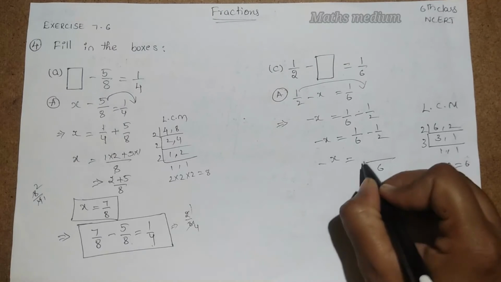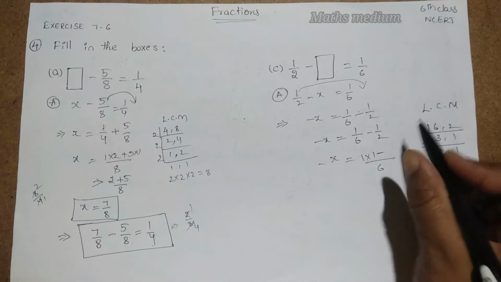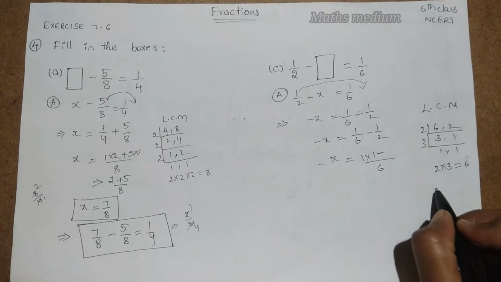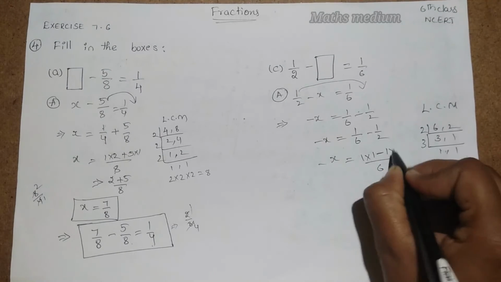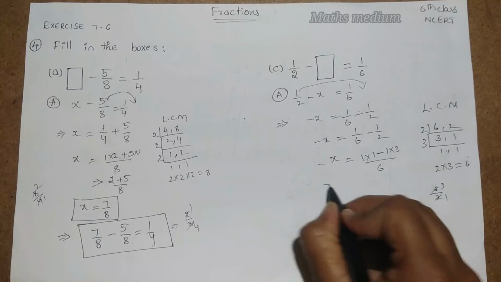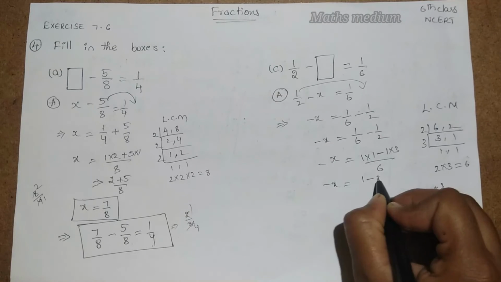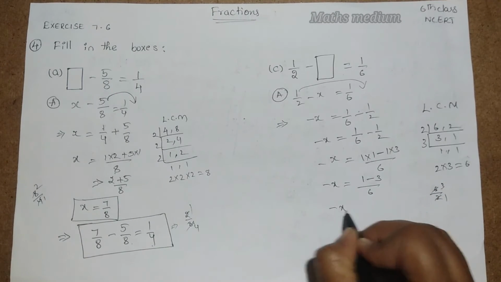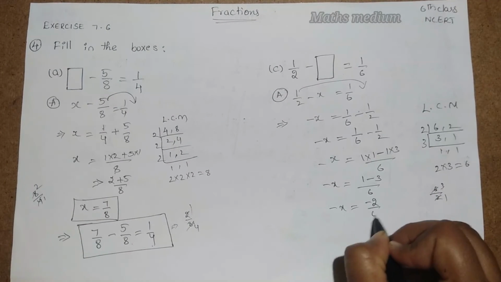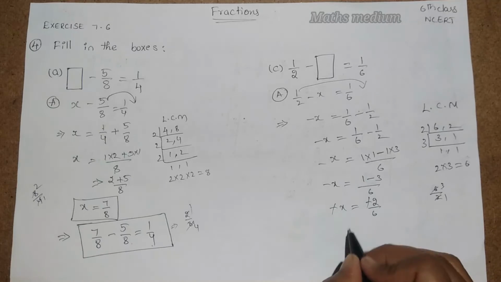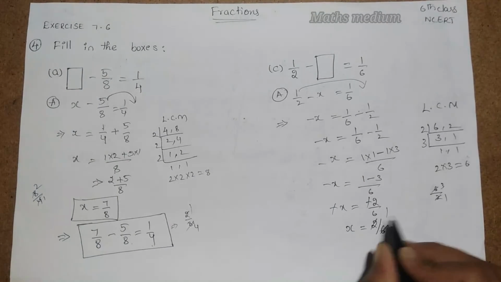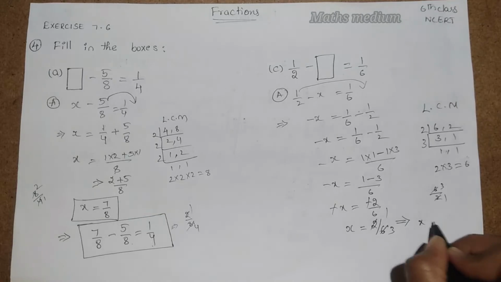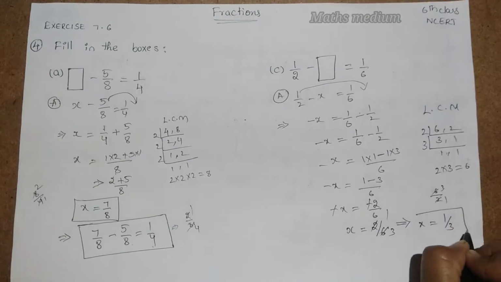So, take 6. 1 into 1 minus, in order to get 6 here, divide 6 by 2, so 2 3s are 6. Numerator into this 3. So minus x equals 1 minus 3 by 6. So minus x equals minus 2 by 6. Here minus minus gets cancelled. x equals 2 by 6. 2 1s are 2, 2 3s are 6. So here x equals 1 by 3.